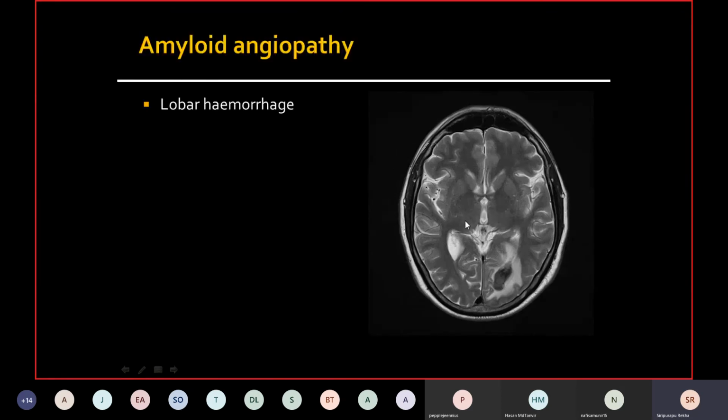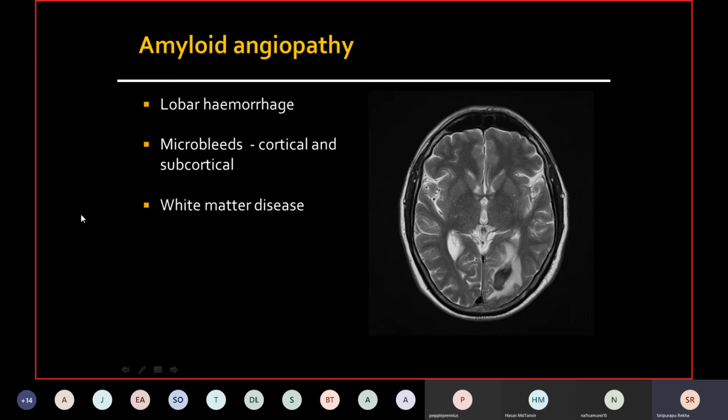Moving on to amyloid angiopathy. So in the elderly population, the most common cause of a lobar hemorrhage would be amyloid. The usual presentation can be that of a lobar hemorrhage, or you can have microbleeds. This is an axial T2, and this is an acute hematoma. So we can see it's low signal intensity on T2 with surrounding edema. And the other pattern that we can see is that of microbleeds. They can also have associated white matter disease.